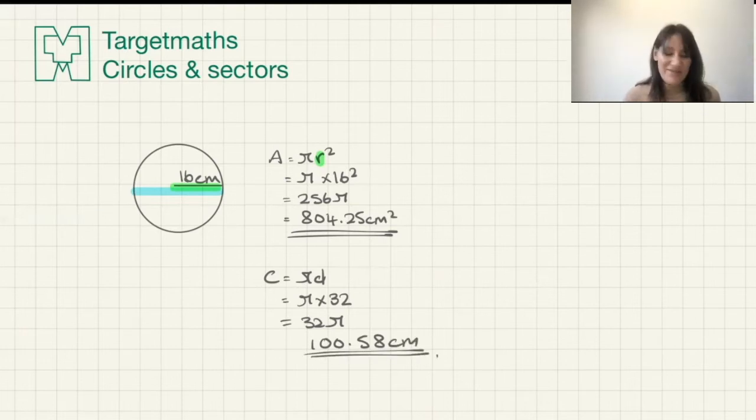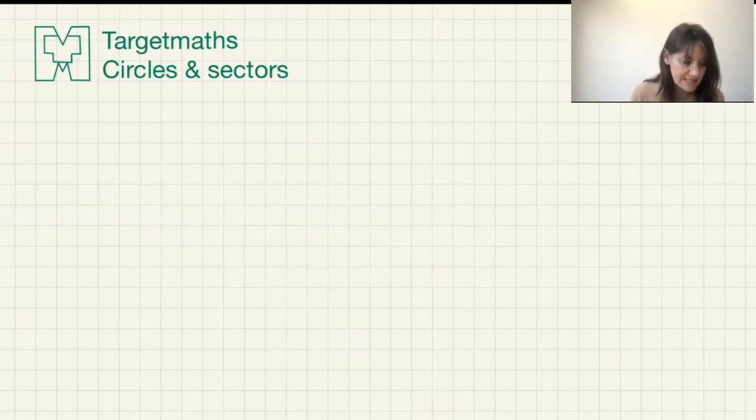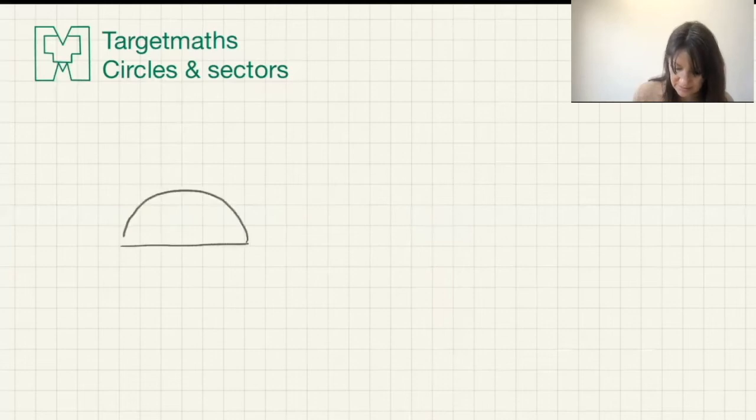All right, so if that went well, brilliant. We are going to move now from full circles. Obviously, you'll get to practice this more at the end, to this shape. Now, I'm going to be drawing this a little bit more by hand, so it will be a bit rubbish. There we go. So we're looking at a semicircle now, okay? And I'm going to give you the information of 28 centimeters.